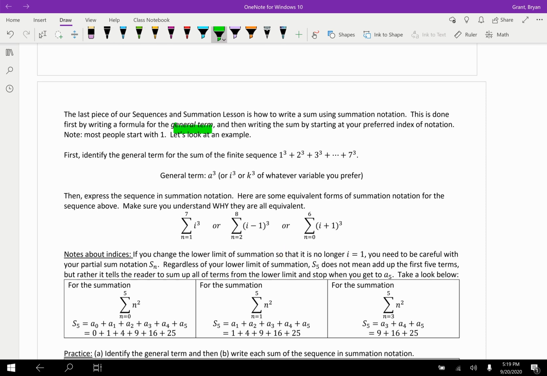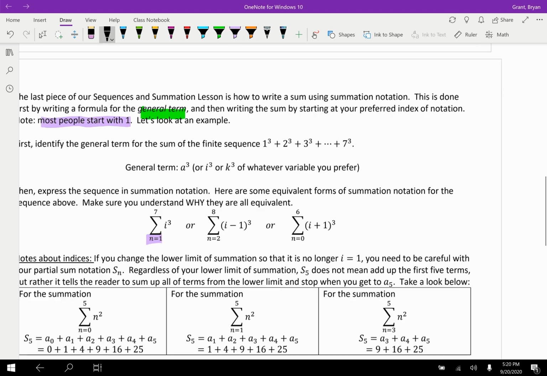Okay. And then you pick what value is going to be at the bottom of your limit, that limit of integration, right? Not integration, that limit of summation here. It's generally accepted that you start with 1. However, it's okay to start with 0 or some other positive number, and your book is going to throw a bunch of different options at you. So let's look at a quick example.